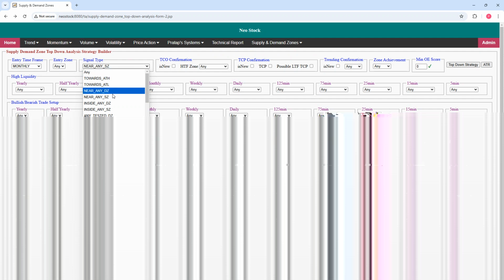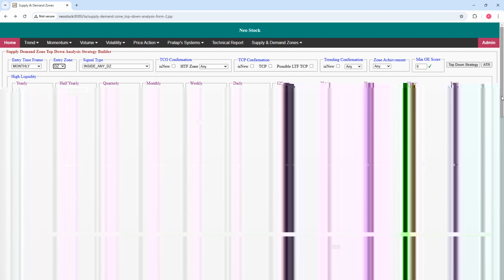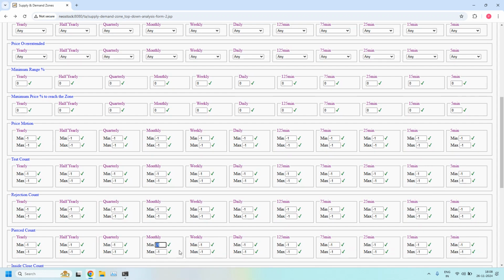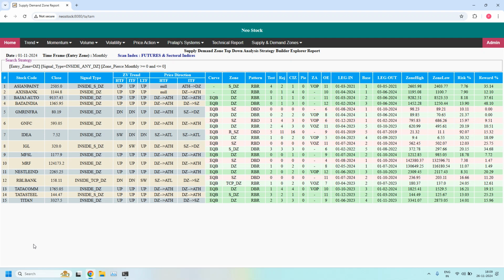Next monthly time frame. Stocks closed inside the monthly demand zone. And these monthly demand zones should not be pierced. So at monthly time frame, minimum value 0, maximum value 0. That means monthly demand zones are not pierced. Let's filter. Currently 15 stocks are filtered where price closed inside the monthly demand zone.